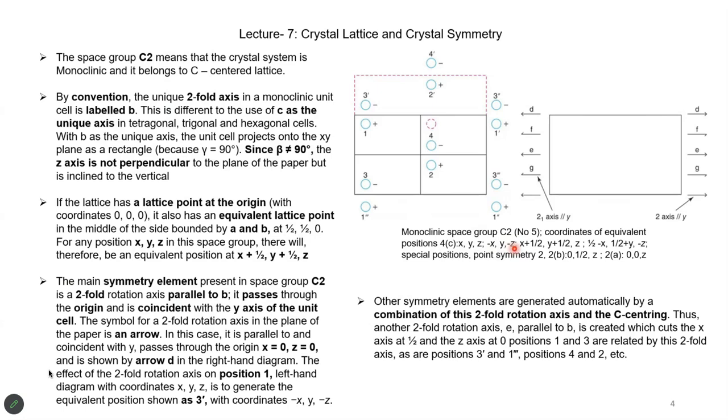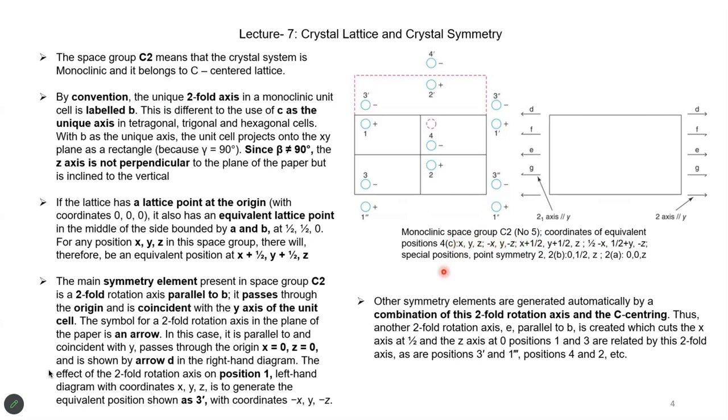I said in the beginning that bar x, bar y, bar z means minus x, minus z. But I would not say means. I would say the notation is shown as minus x, which is bar x, y, minus z, which is bar z. So these are the two equivalent positions. One is this, another is this. And then another two equivalent positions, x plus half, y plus half, z, and half minus x, half plus y, and minus z. These are the four equivalent positions.